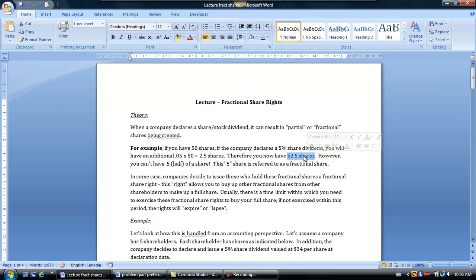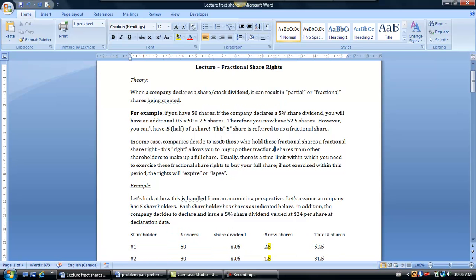But we know that we can't give you half a share, so we refer to this 0.5, this half share, as a fractional share. So the question becomes, how do you get something for that half a share? Well, in some cases, the company might decide to issue those who have these fractional shares what we call a right. And this right would allow you to buy other fractional share rights from other investors in order to make up the number of full shares that you want to buy.